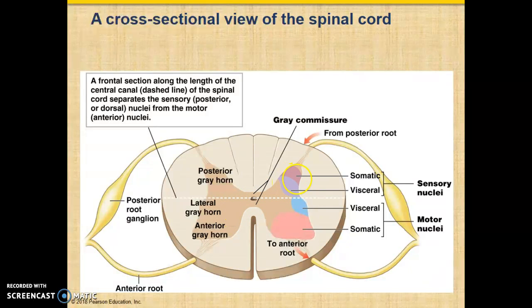Notice the arrows. So incoming information is sensory information coming in this dorsal root or posterior root. It goes through a dorsal root ganglion, and outgoing or motor information leaves through this anterior or ventral root.